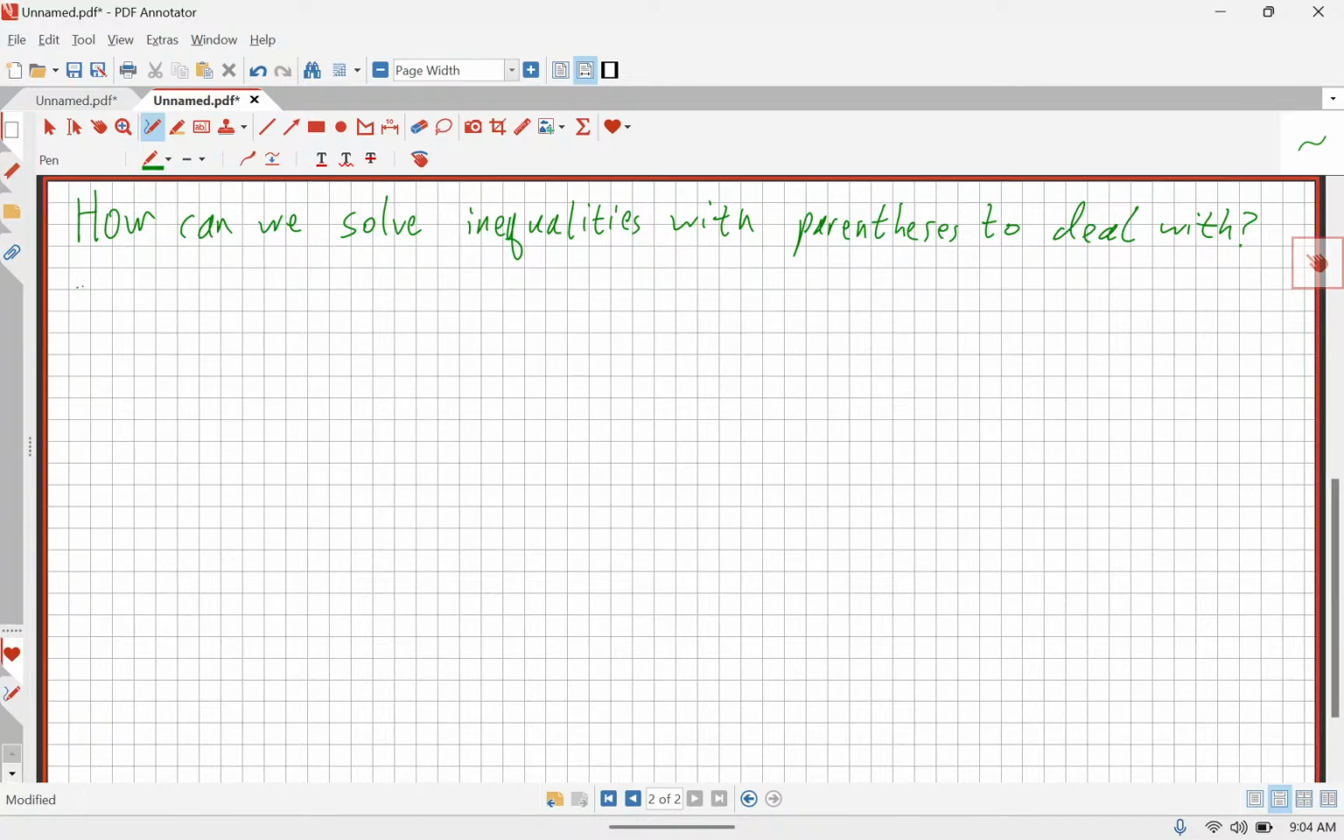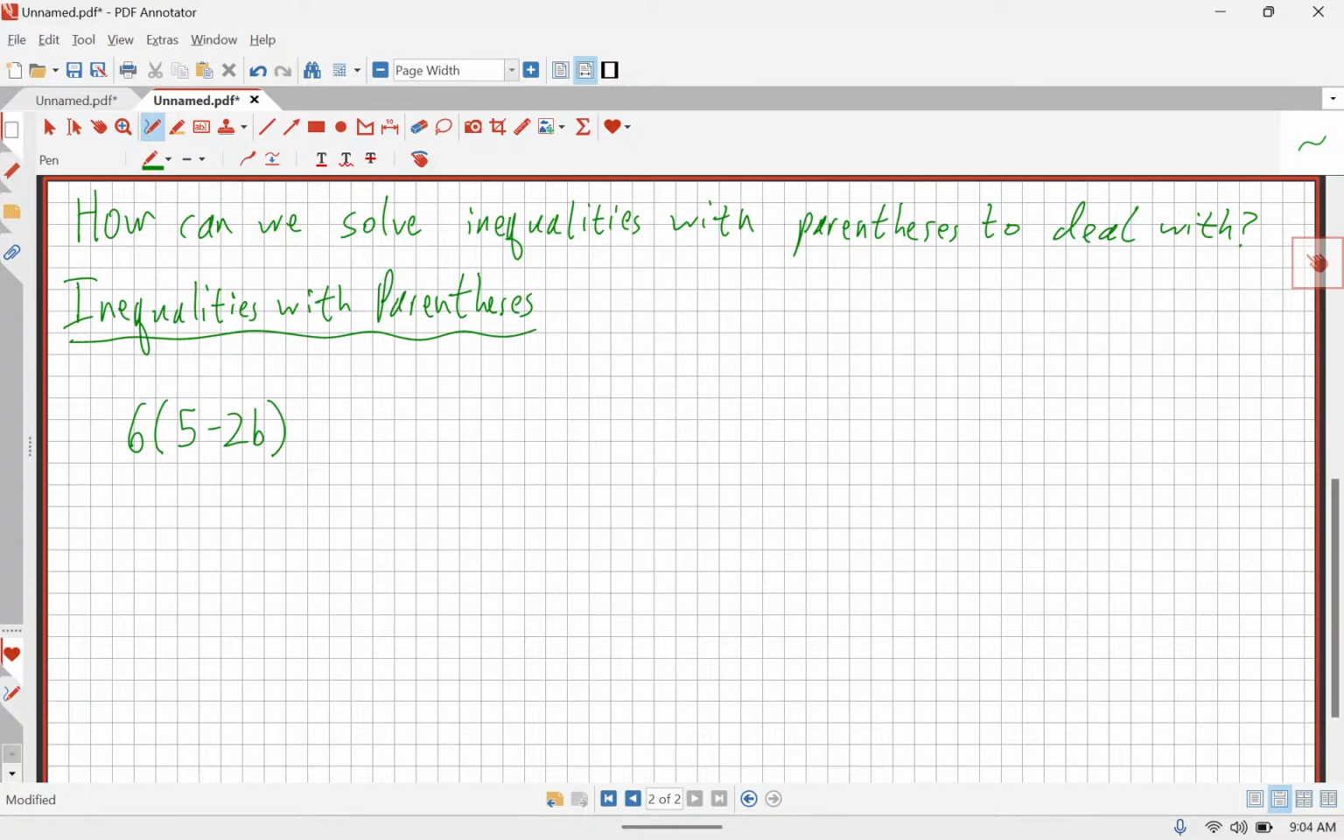So today's topic is inequalities with parentheses. Okay. Let's go ahead and try this one. 6 open parentheses, 5 minus 2b close parentheses is greater than or equal to 19.